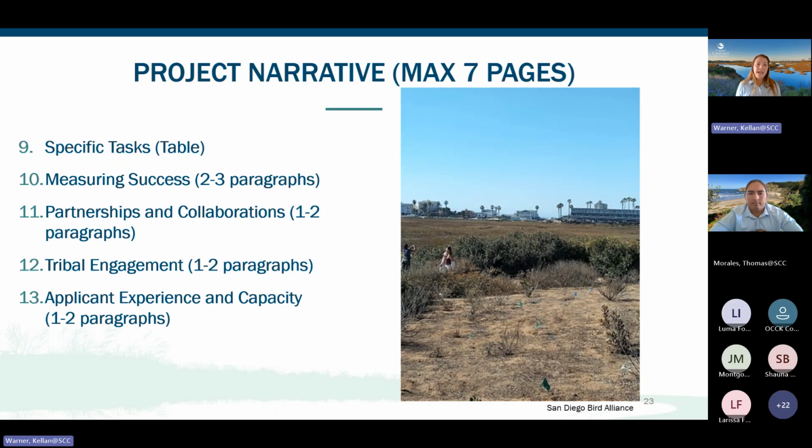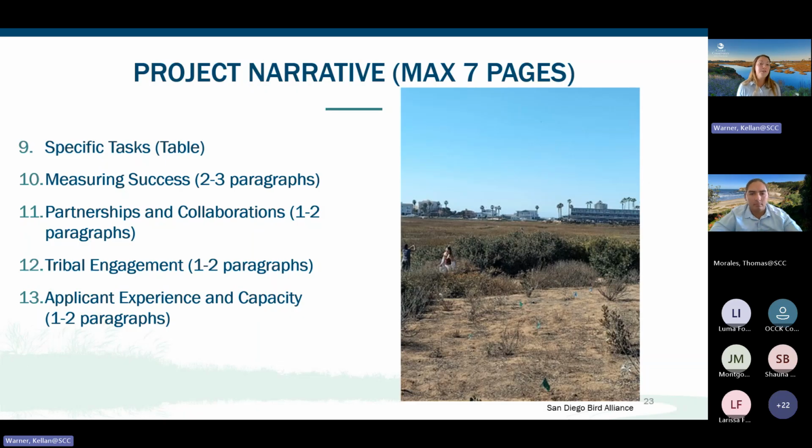12th is tribal engagement. We encourage that projects communicate, consult, or engage with tribes traditionally and culturally affiliated to the project area throughout the development and implementation of the project, particularly if the project applicant is not a tribe. The Coastal Conservancy will also be initiating consultation requests with tribal governments for any selected projects prior to recommending the project for funding to our board. So it's just part of our normal process.